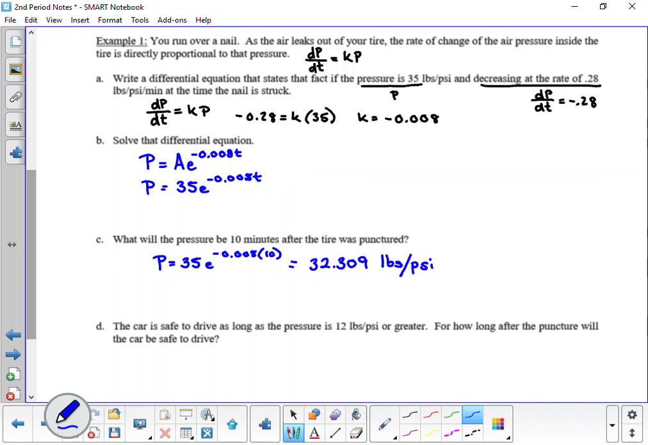I'm listening. Wait, why did you put 35 in for A? Like, why should that be? Oh, because that's our initial pressure. Okay, but why is A the initial pressure? Because if I plug 0 in for t and 35 in for P, oh, okay. We're doing pounds per pound per square inch. That's what I said, you know, just go with it. So A has to be 35, right? So A is always your value when t equals 0. You said that. Okay.